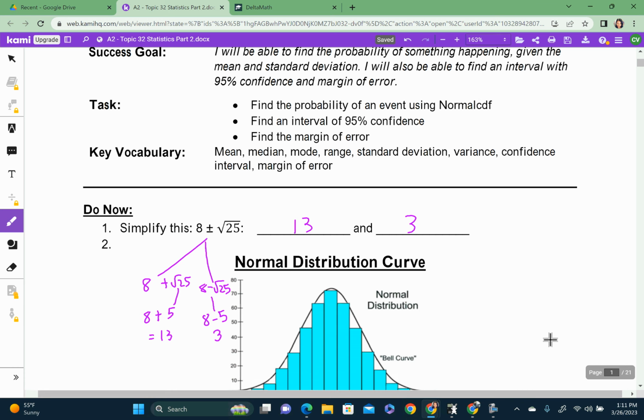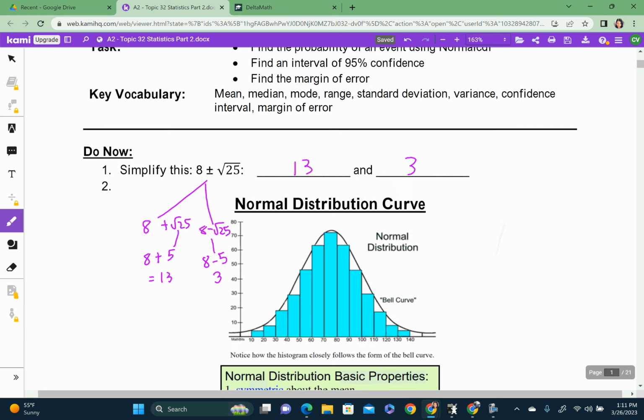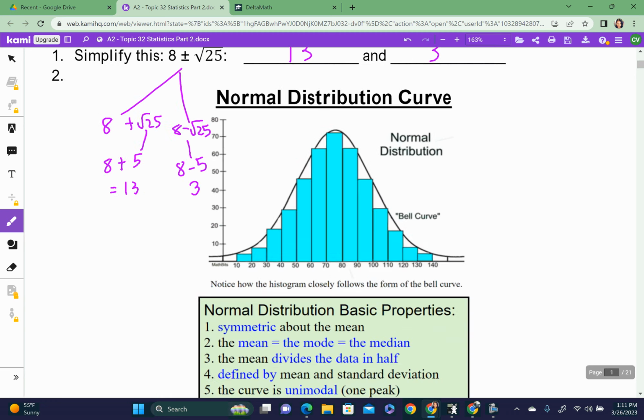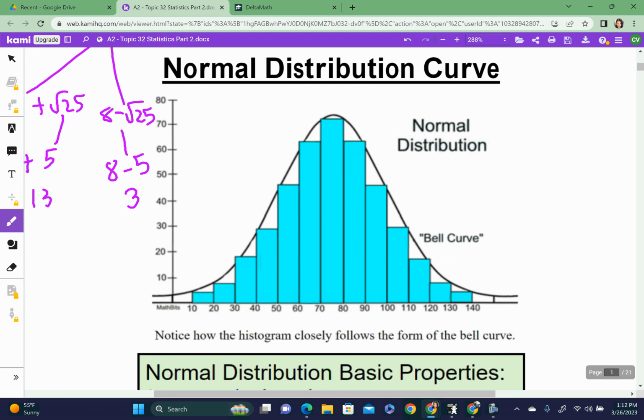All right, so you'll see why I had that for the do now in a bit, but I want to talk a lot about this right here, okay? So this is called the bell curve. You can pretty much put anything on the bell curve, like people's ages, weight of people, IQ scores, SAT scores, anything, okay? A lot of things fall into this normal distribution curve. It's also called a bell curve.